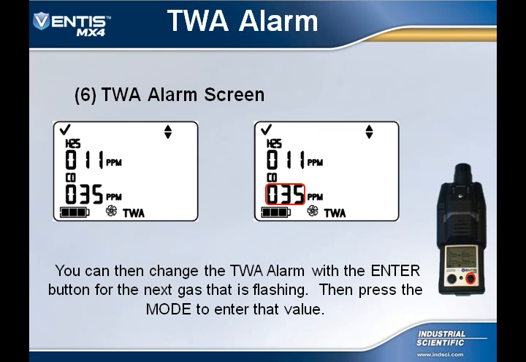After pressing the Mode button, the set point for the next gas's TWA alarm will begin flashing. Pressing the Enter button will allow the user to set the TWA alarm set point for carbon monoxide gas. Then press the Mode button to enter that value.